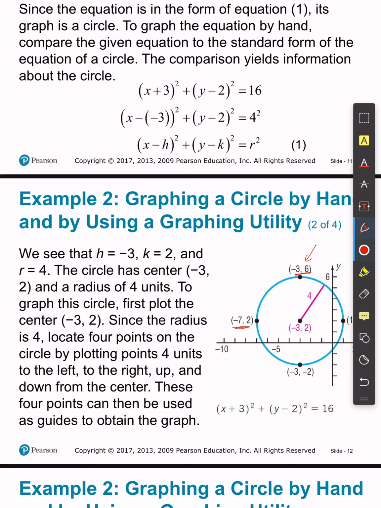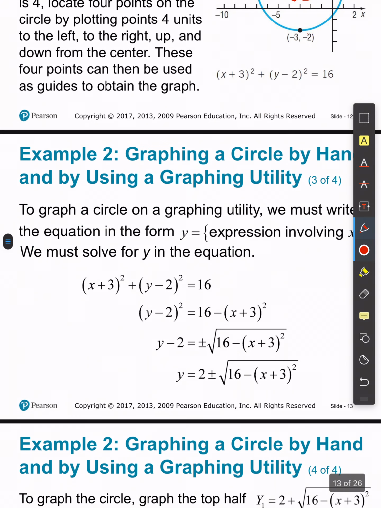You're just counting the distance of 4, right? -3 minus 4 gives you -7 in the x direction. If you're going in the y direction, we look at the y's, right? So we're going to go from 2 to 6 is 4, and 2 to -2 is 4. Anyway, and then they want us to do this by graphing on a graphing calculator.